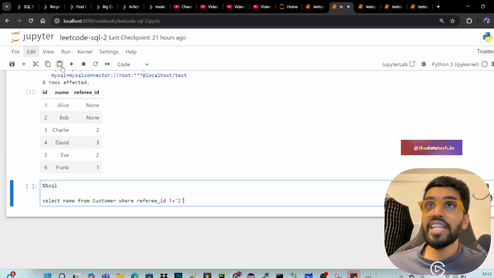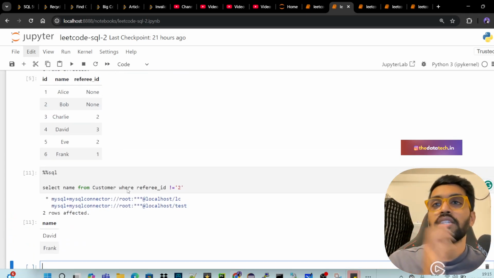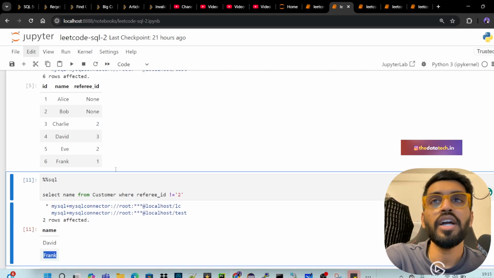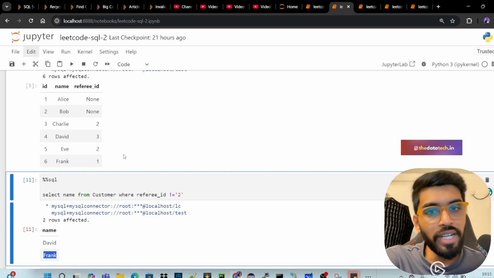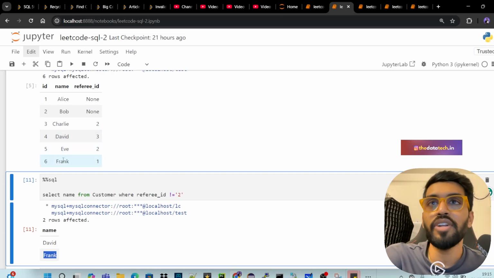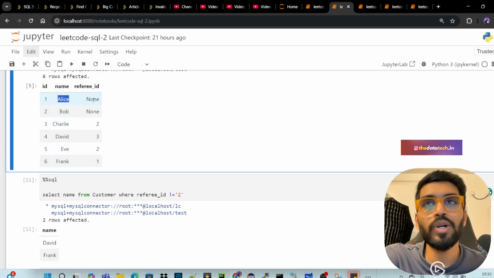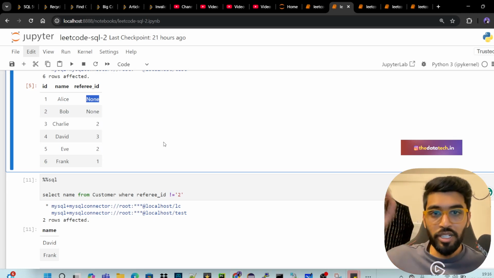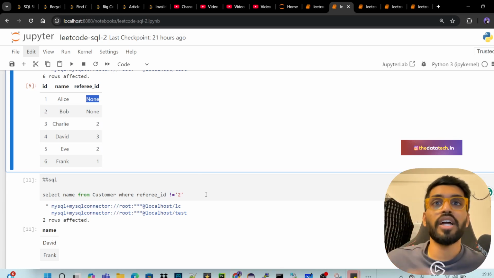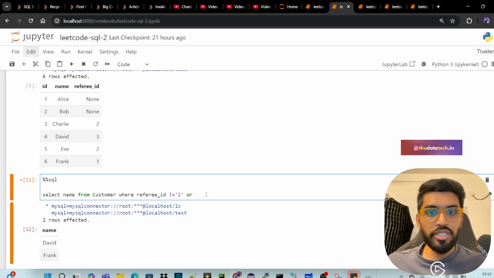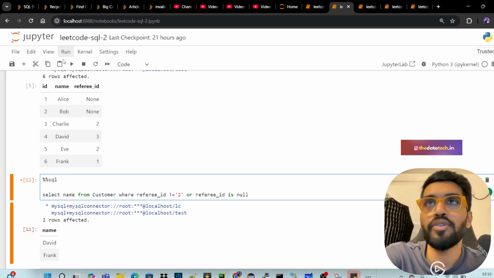Now if I run this, you can see I'm getting David and Frank. But if you see, we have more records which were not referred by 2, right? David and Frank only we are getting. But why are we not getting Alice and Bob? Because it's none. None is nothing, but in the notebook it says none, but it's actually null. So I should add one more condition, or referred ID is null. So I have to consider the null referred IDs also.